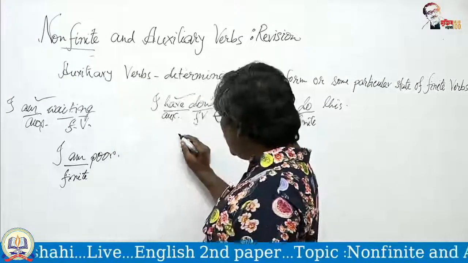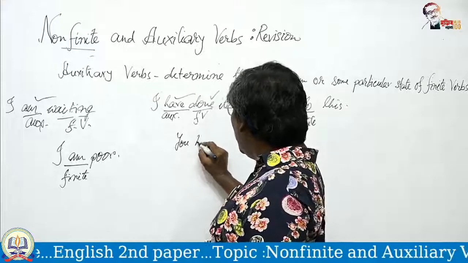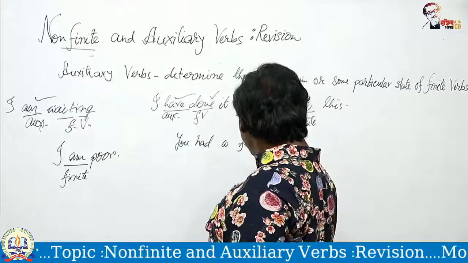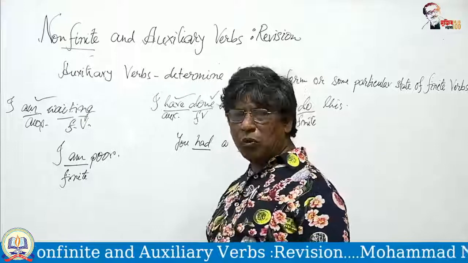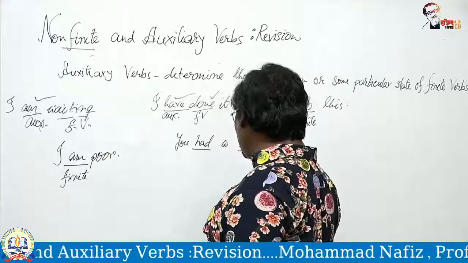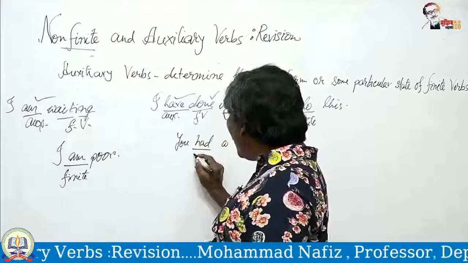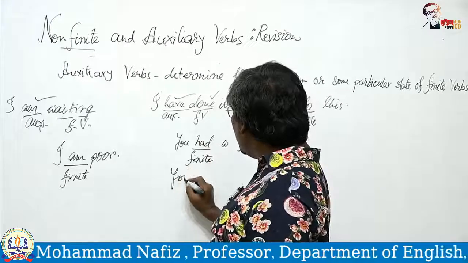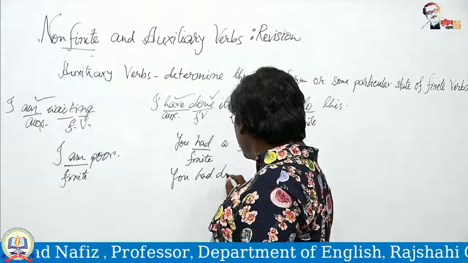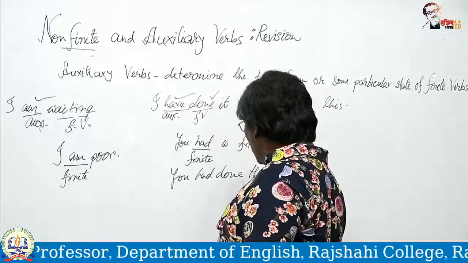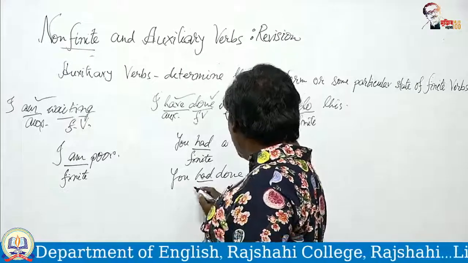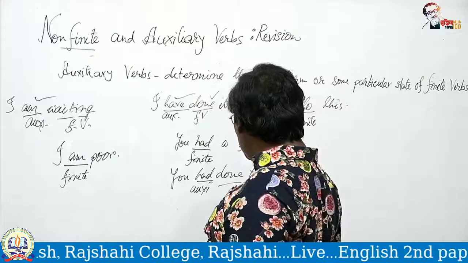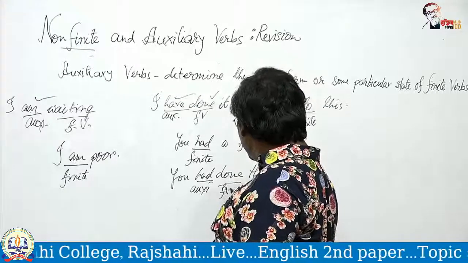And again, you had a friend. In this sentence, the verb to have does not take any finite verb after it to determine the finite verb's tense form. Therefore, had is also a finite verb in this sentence. But if you wrote, you had done this, had would be an auxiliary verb and done would be the finite verb.